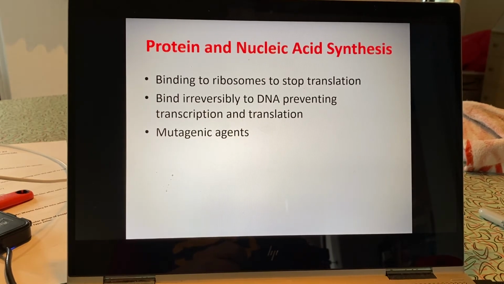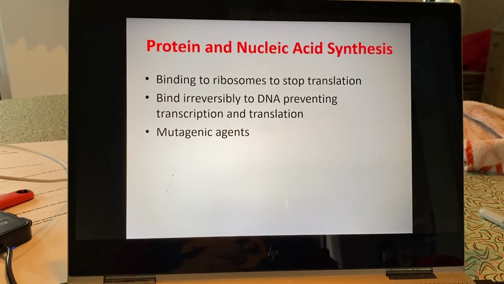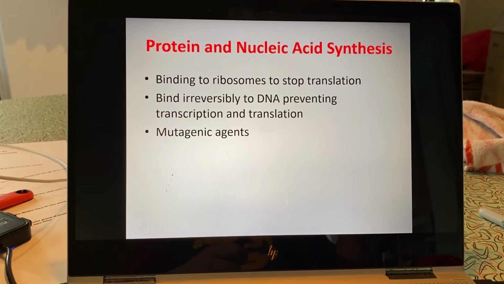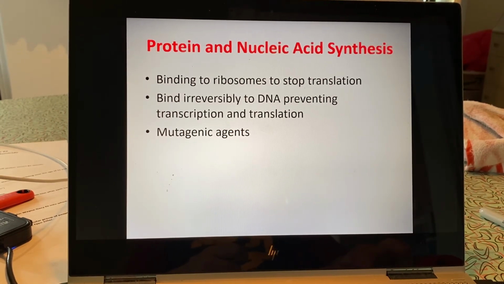There are also chemicals that can bind irreversibly to DNA. If you do that, first of all, you don't have replication. You also prevent transcription, and if you don't have transcription, you don't have translation. There are also mutagenic agents that intercalate into DNA and cause the DNA to form clumps, to form what we call thymine dimers, and basically cause irreparable damage to the DNA of the organism.